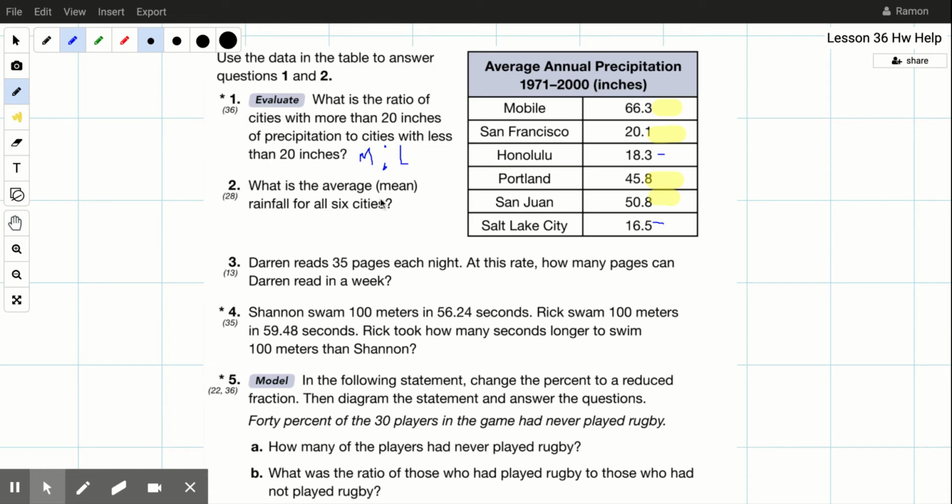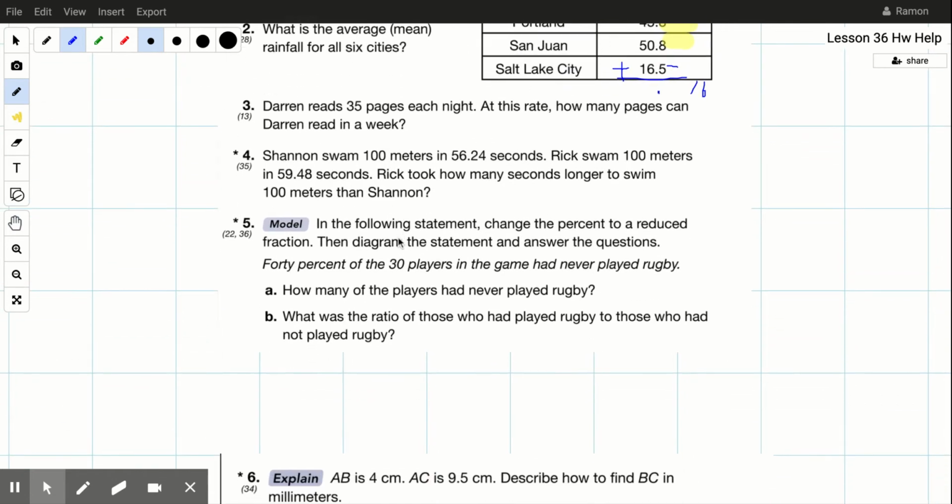Number two, what is the average rainfall for all 6 cities? So to find the average, you just have to add up all 6 of our numbers and then divide that sum by 6. Now, since we have decimals, we want to make sure that we bring the decimal place down so that it's all lined up. And then from there, we just add, carry over as necessary. And once we have our sum, divide by 6.